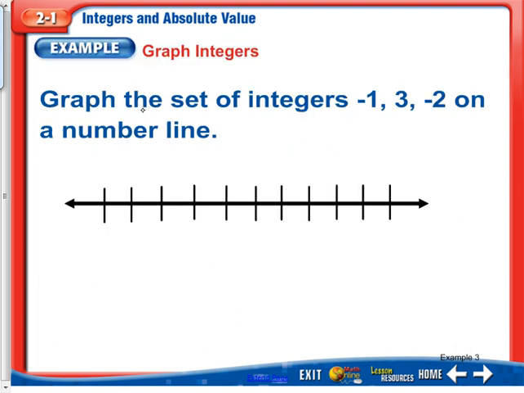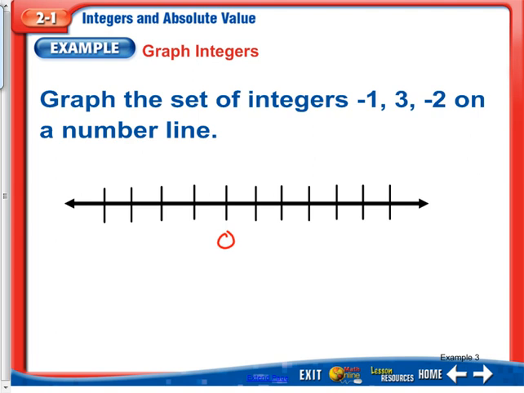All right. So now you're going to have some problems that ask you to graph a set of integers on a number line. So this is practicing for this. You're going to have to draw your own number line for homework. It says graph the set of integers -1, 3, -2 on a number line. So the first thing we need here is we need a 0.